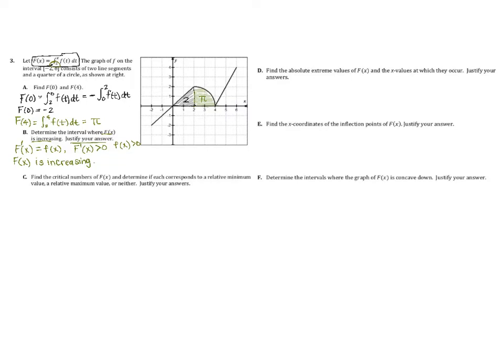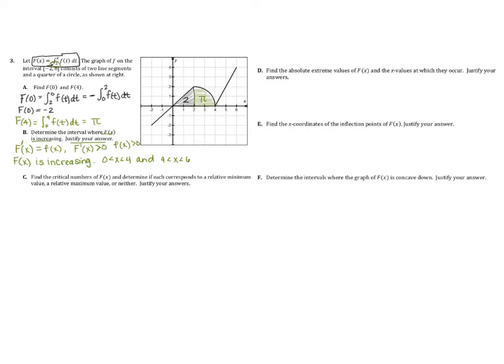And now the interval over which this occurs, where's f of x positive? Well, that's going to be from 0 all the way over to 4. So we know from 0 to 4. And where else would this function be positive? And that's going to be from 4 to 6. All right, so now let's look at C.